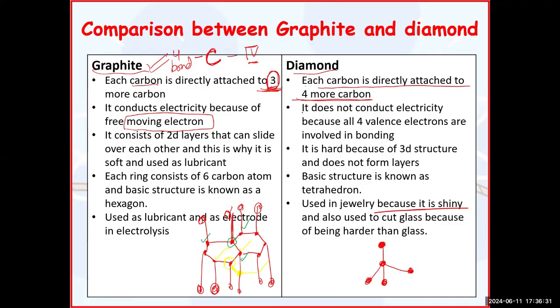Over here, in diamond, it does not conduct electricity because all the 4 valence electrons are involved in the bonding. So whether the question comes about the diamond, why can't it conduct electricity, or graphite, why does it conduct electricity, the answer, you know, is free moving electrons, the whole phrase please. Diamond does not have free moving electrons.